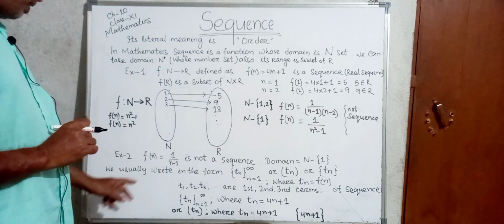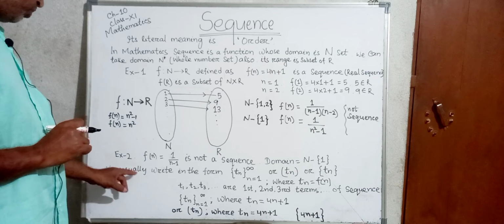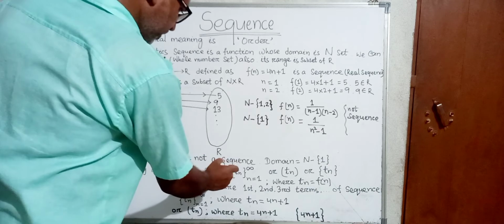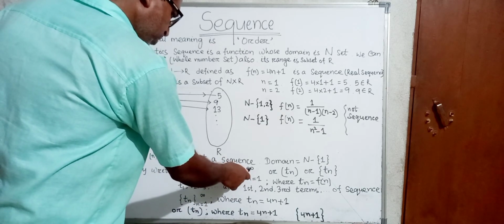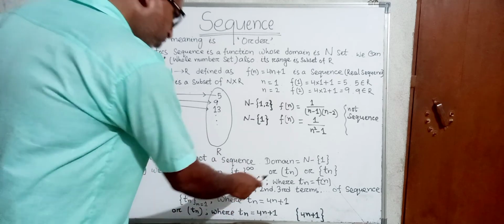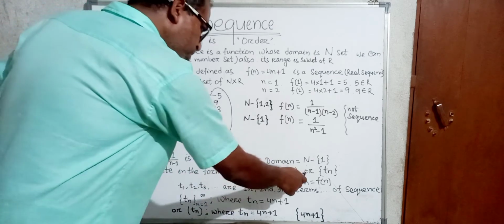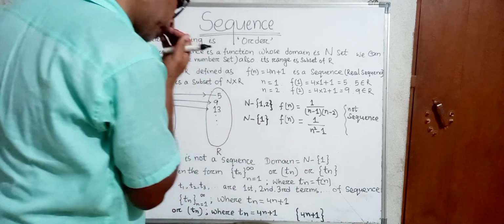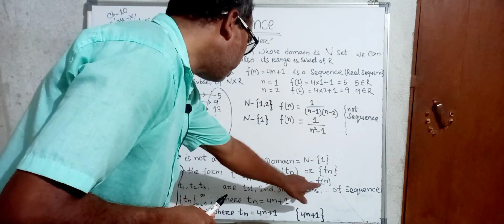You should know another thing. We usually write it in the form like this: n is equal to 1 to infinity, within this bracket t n. Or like this, within this bracket t n. You can write here t n is equal to f n.